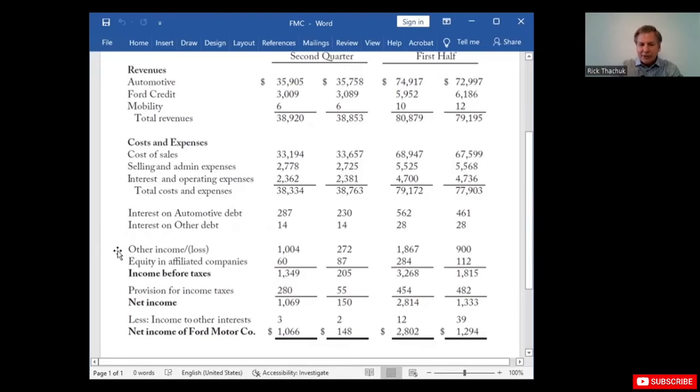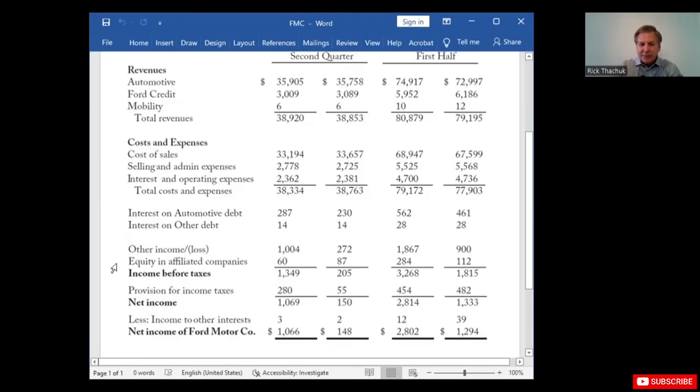This metric is other income or loss. If it's positive like this, it's income. If it were in brackets, it would be a loss. So there's no loss here on this statement. So other income is income that arises in areas other than these three. An example of this might be, say, Ford Motor Company sold some property and realized a gain on that property sale. That would show up in other income here.